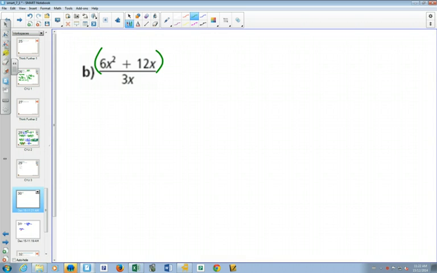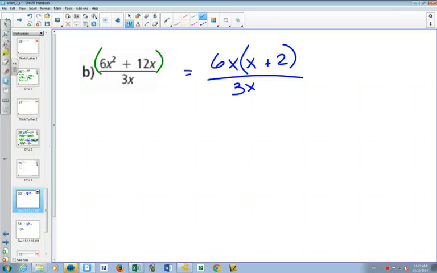But we can factor the top. This is the strategy we're going to use. In the top, there's a common factor. What can I pull out? I can pull out even bigger. I can pull out a 6 and an x. And I'd be left with an x plus 2. And on the bottom, I'd have a 3 and an x.